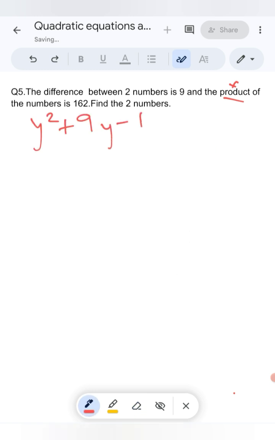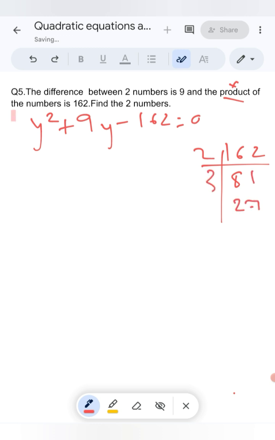y square plus 9y minus 162 is equal to 0. Let's take out the LCM of 162. 2 multiplied by 8 is 16. 2 1s is 2. 3 multiplied by 2 is 6. 3 7s is 21. 3 9s is 27. 3 3s is 9 and 3 1s is 3.